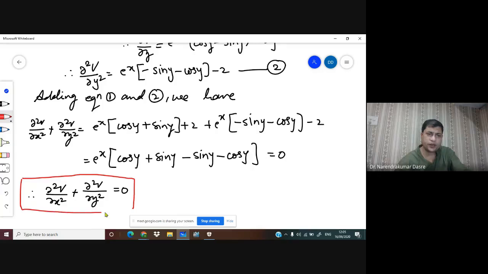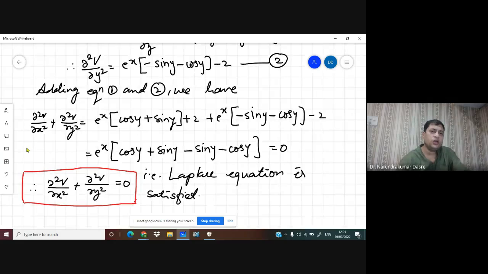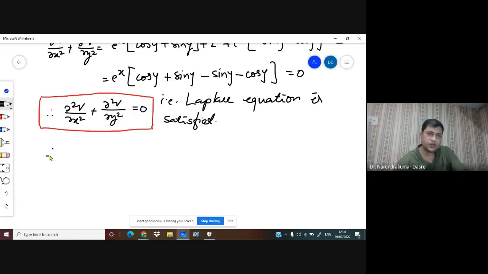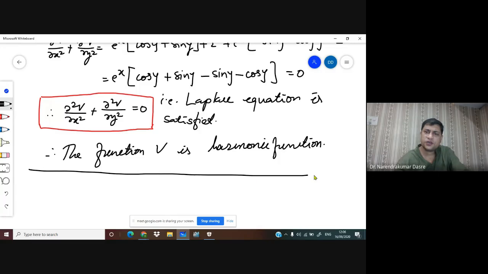0. So what we got actually, so we can say that the Laplace equation is satisfied. Okay, so if the Laplace equation is satisfied, we can say the function v is a harmonic function. Okay, so this function is going to be harmonic.